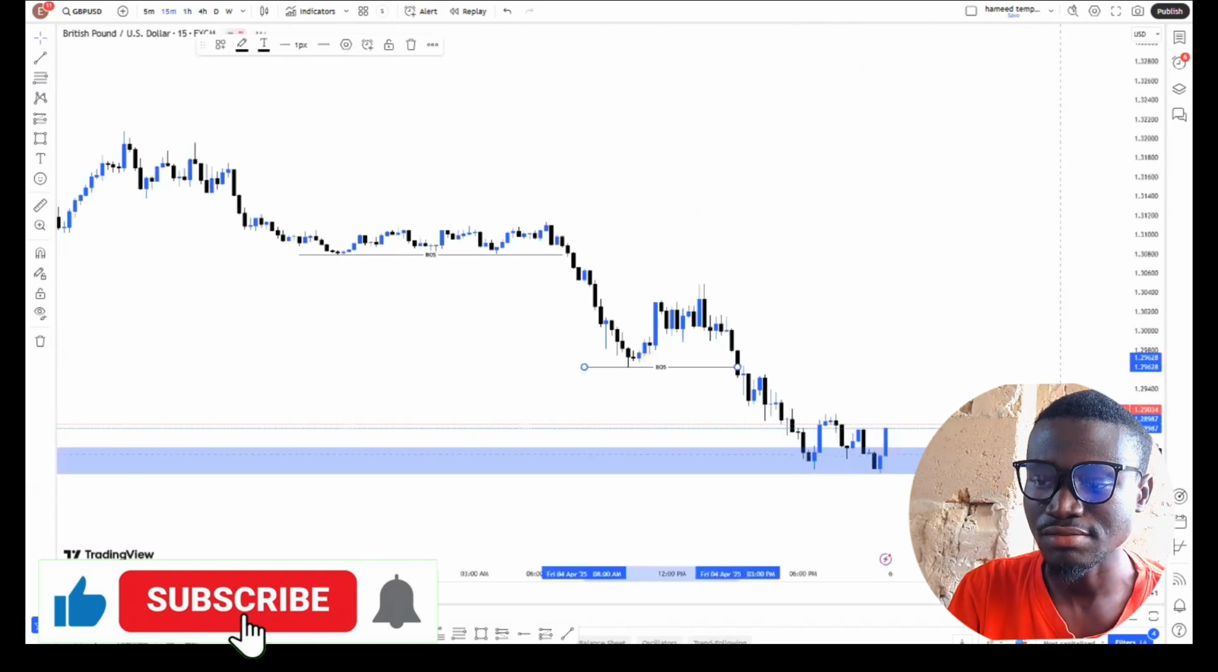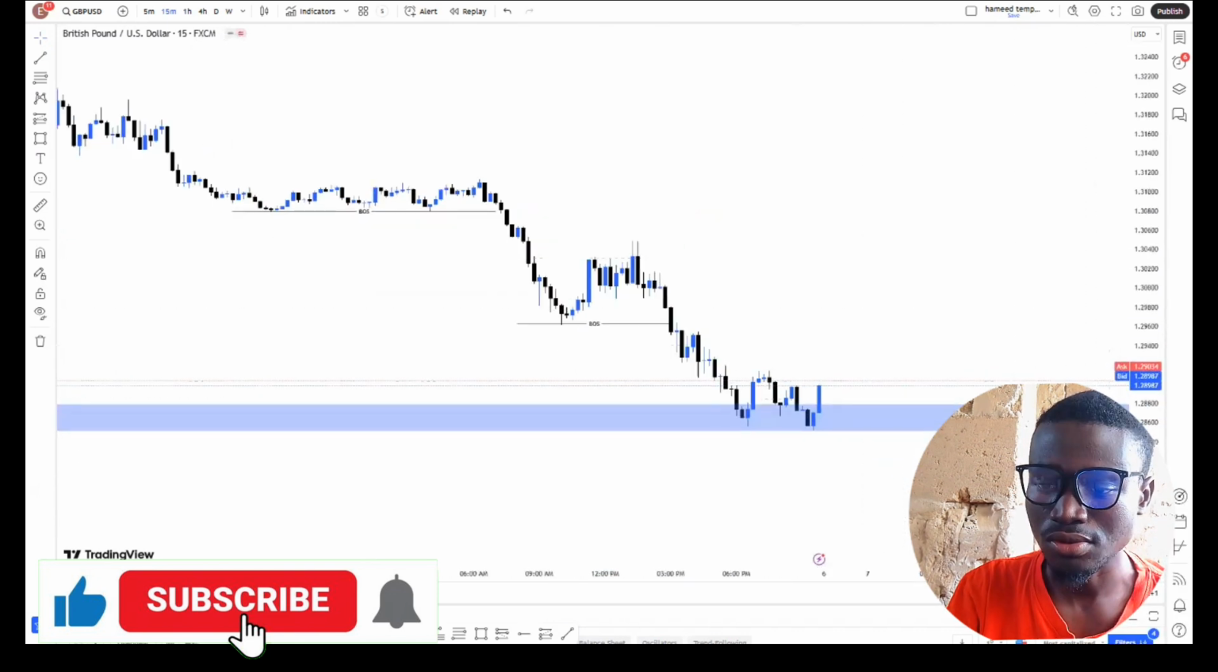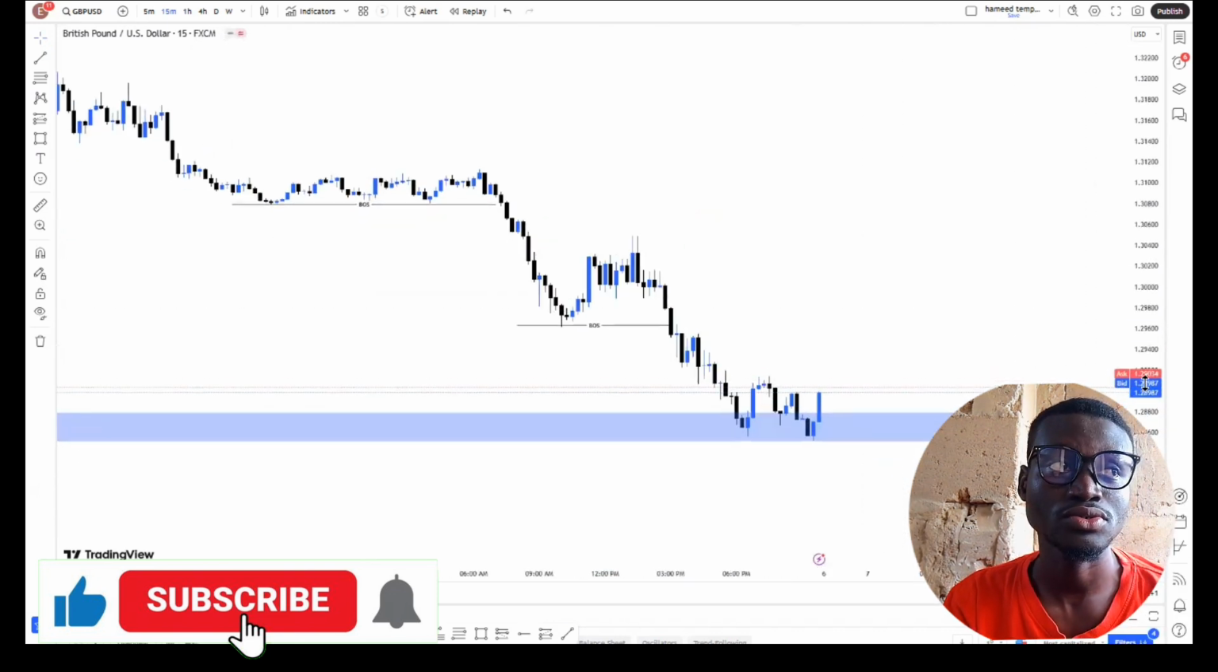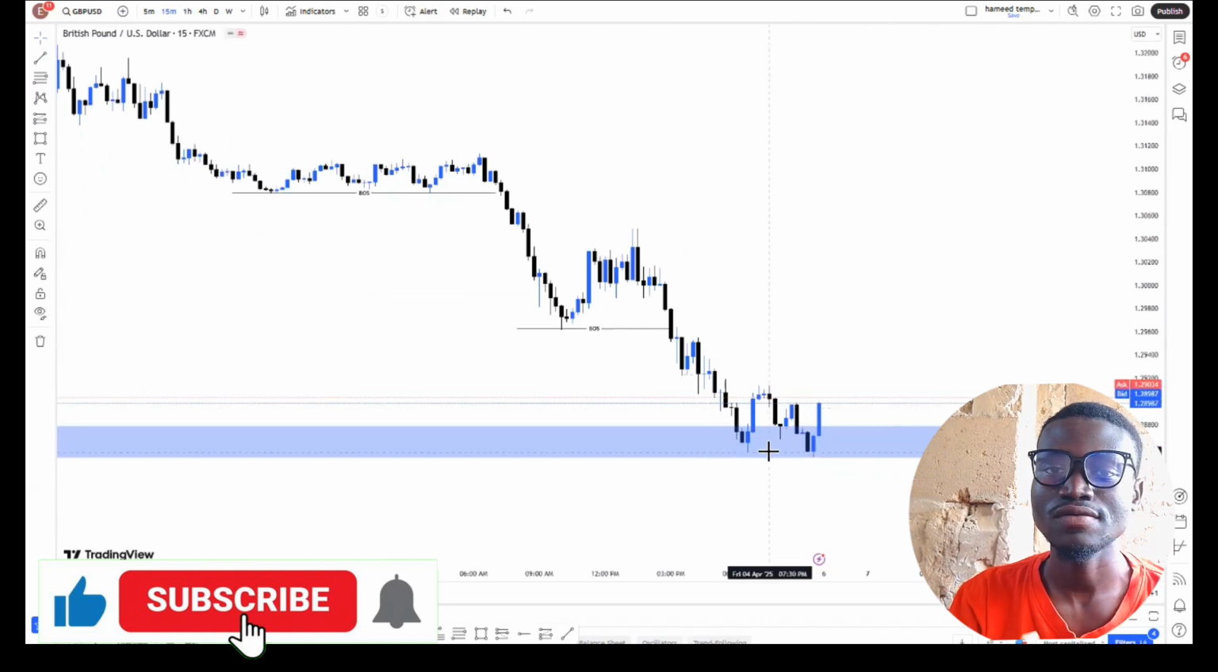Now here on 15 minutes, we have a well formed double bottom here on the support zone. In all indications, everything is pointing to a bullish trend for us. We're having a buy. In all indications, we're having a buy.